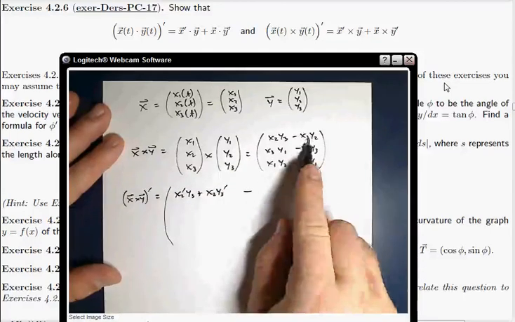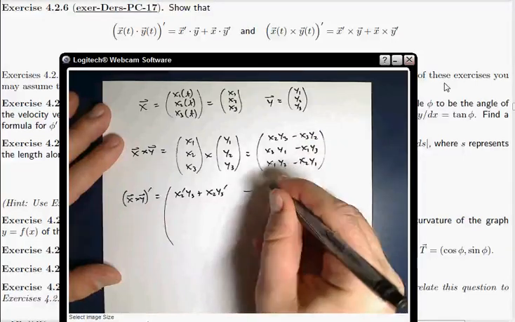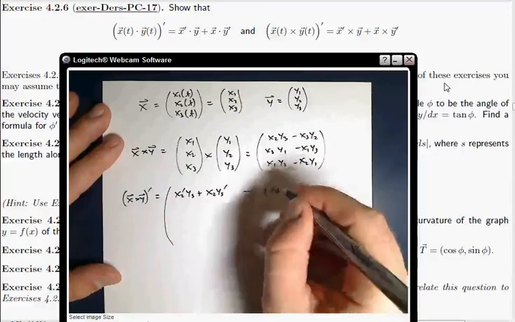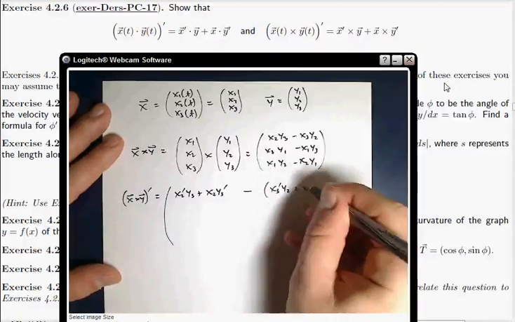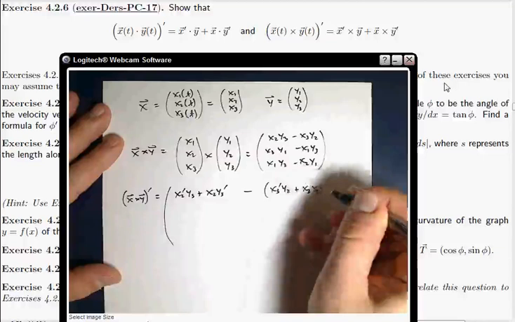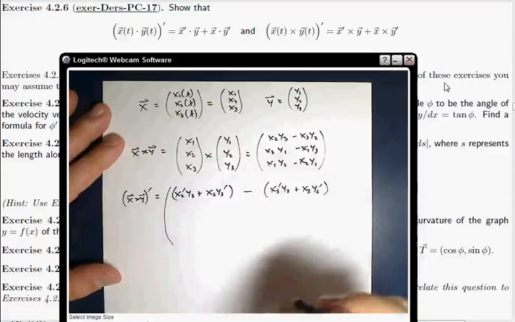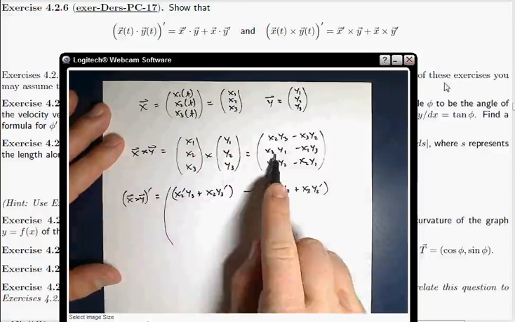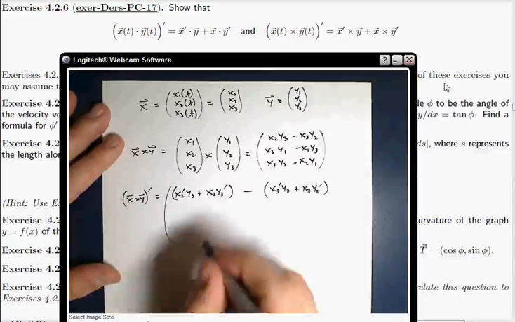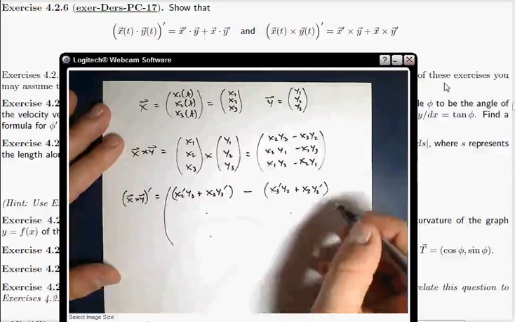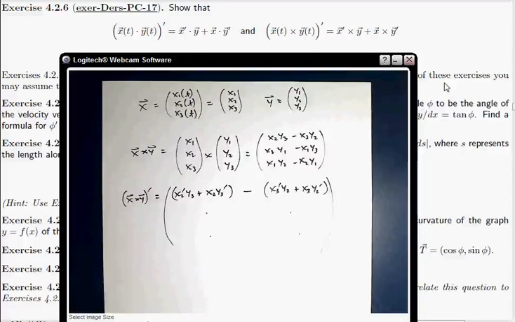Now, don't forget the minus sign. Let's take the derivative of x3 y2. Well, that is x3 prime y2 plus x3 y2 prime. And then etc. I've got to do this derivative and then all of these one at a time, so I'll let you fill in those blanks. Is that all right? Okay.